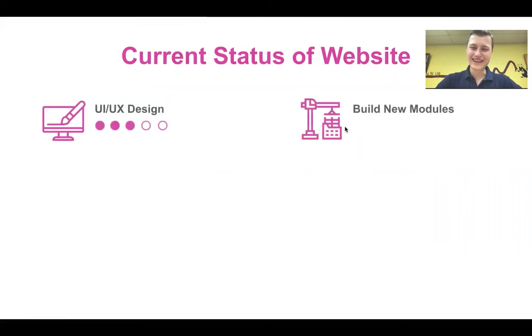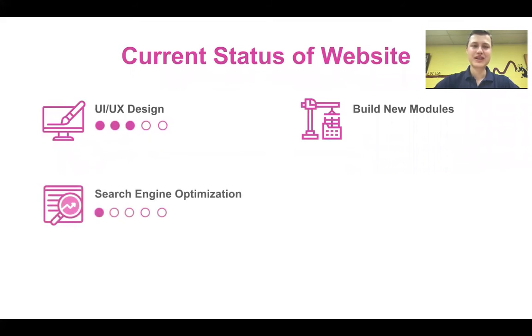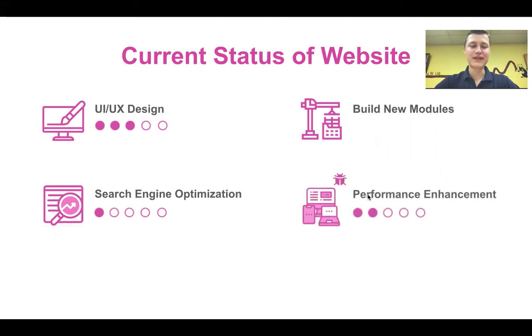We can't really assign a specific status to this one because this is all about building new features which don't exist right now. If we move on, however, to search engine optimization, no groundwork has been laid on this feature at all. If you search for Eureka Math on Google, we're probably not even going to show up in the top 150 or 500 searches. This is going to require a lot of work, otherwise students can't find us. When it comes to performance enhancement, we have quite some work to be done here.